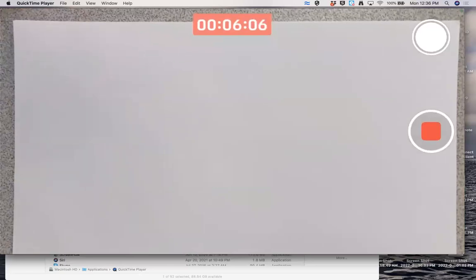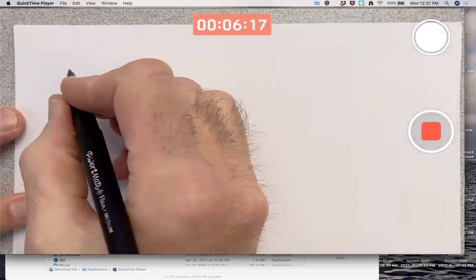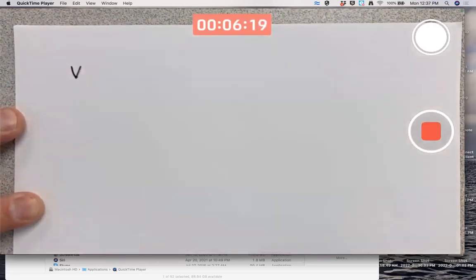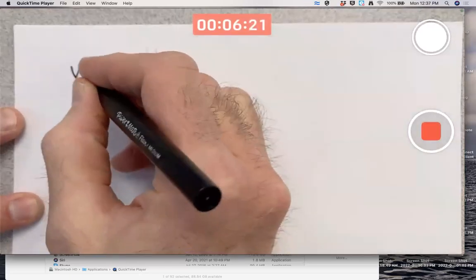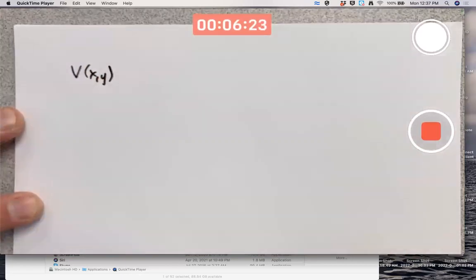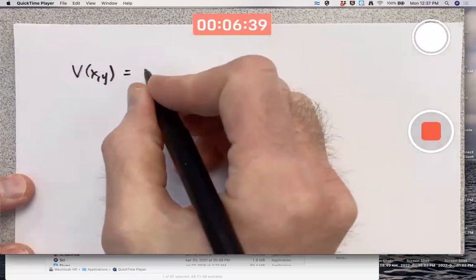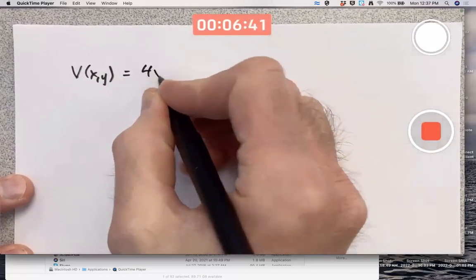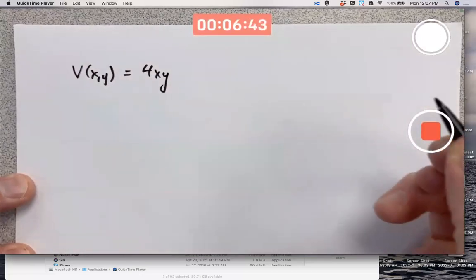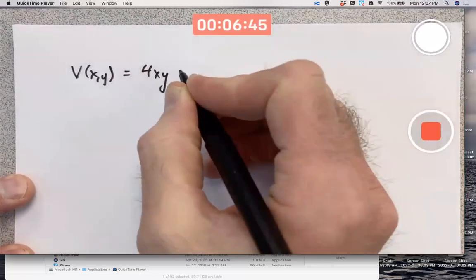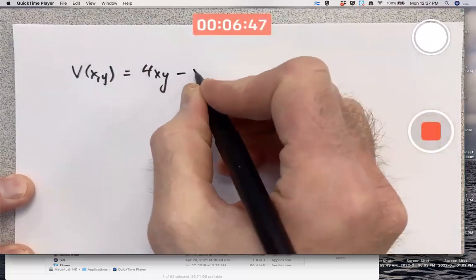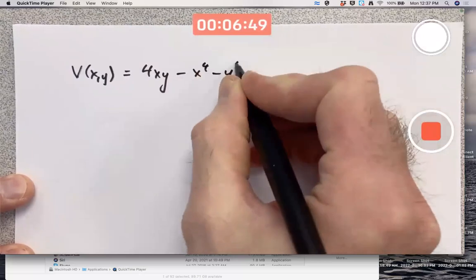Let's do a couple examples today related to one particular function. I'm going to define a function, I'm going to call it v, of two variables. It's a multivariable calculus function. What function? Well, I got it out of a multivariable calculus book because it's kind of an interesting function. It's going to be 4xy minus x to the fourth minus y to the fourth.